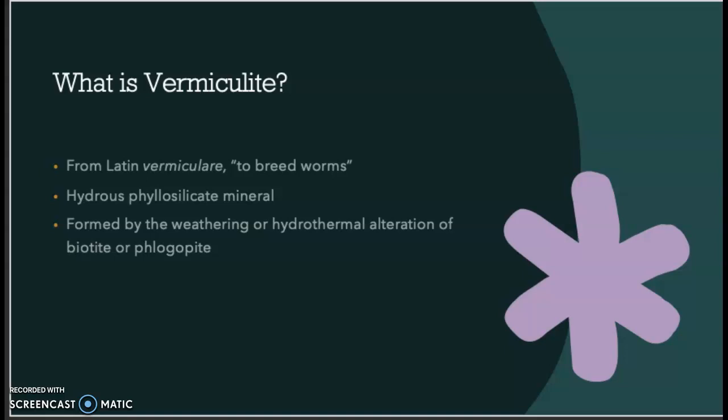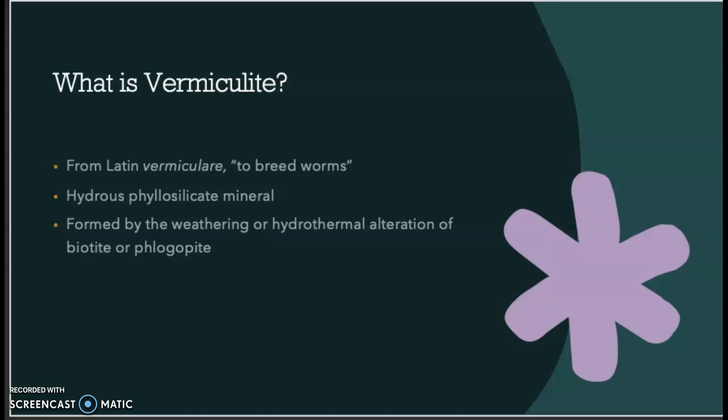So vermiculite is from Latin vermiculare, which is to breed worms. It's a hydrous phyllosilicate mineral, which means that it contains water, or its constituent elements contain water. And then a phyllosilicate is made of silicate groups, and it's formed by the weathering or hydrothermal alteration of biotite or phlogopite.